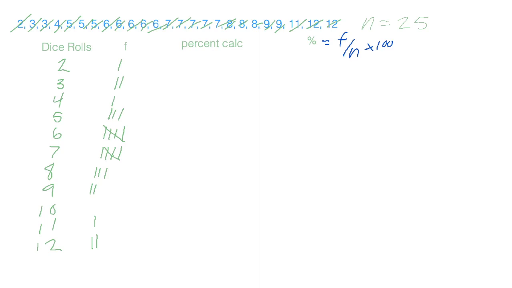Okay, so starting with our 2s, we have a frequency of 1 dividing by 25, which gives us something like 0.04 times 100. Okay, so then we can say that 4% of all of the rolls were 2s. All right, we can move along here. We have 2 3s, 2 over 25 gives us 0.08 times 100. 8% of all rolls were 3s, okay?